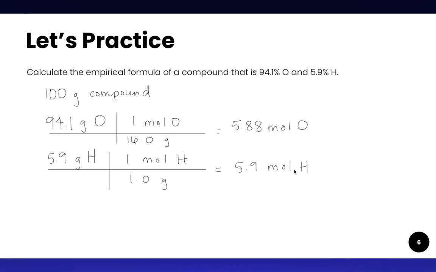So this ratio is very, very close to a 1-to-1 ratio. Using experimental data like this, you can assume this is a 1-to-1 ratio. So I would take this and say the answer, the empirical formula, is HO. That's it.